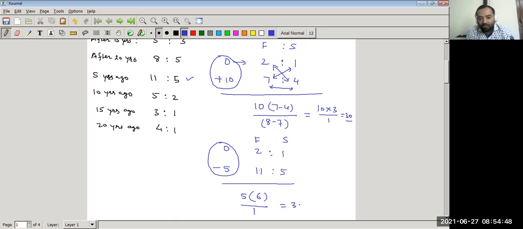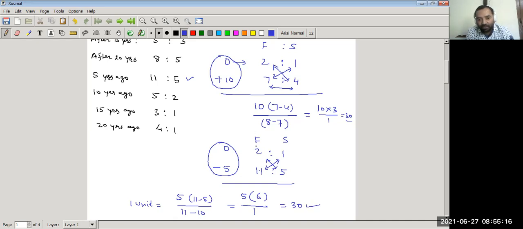So this is 30. How can we write it? This is 5 into 11 minus 5 divided by 11 minus 10. Now the product of this term is bigger than the product of this, so we take bigger minus smaller. So this is equal to 30. Now this is 1 unit value. So 1 unit is 30 years.